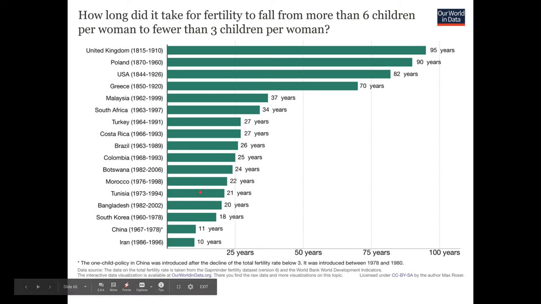Bangladesh, it took them 20 years. Morocco, 22 years. Botswana, 24 years. So they're doing great. African countries, the developing countries, they're doing really, really well compared to the Western countries. The only difference is we hit it 1910, 1960, 1926, they're hitting it 2000, 1998, 94, 2002, 78, 96. So for them, they're just coming into stage four. Much of the developing world is just coming into stage four as we speak.